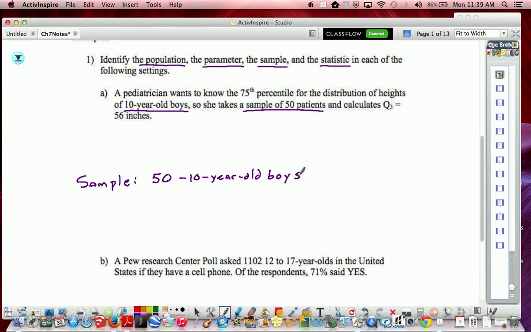Now, according to the problem, when she took a sample of 50 patients or 10-year-old boys here, she calculated Q3 to be 56 inches. So the statistic from the sample, Q3, was equal to 56 inches.